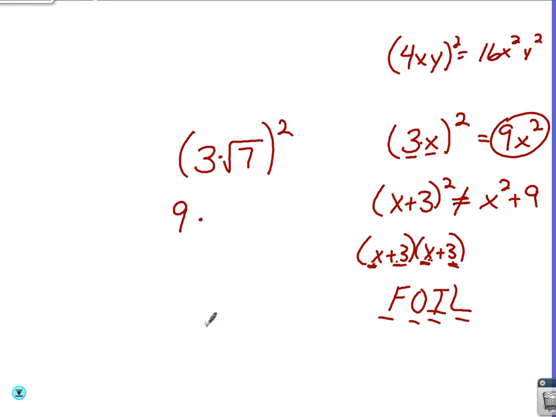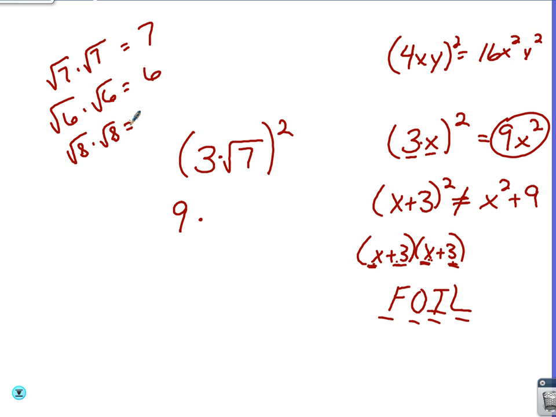How in the world do you square the square root of 7? You multiply it times itself. What is the square root of 7 times the square root of 7? The square root of 49, which is 7. What's the square root of 6 times the square root of 6? The square root of 36, which is 6. What's the square root of 8 times the square root of 8? Square root of 64, which is 8.